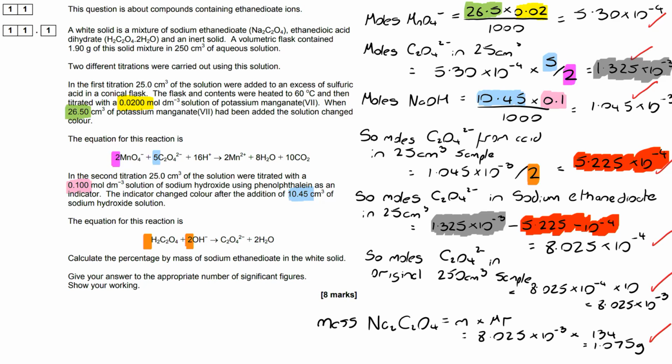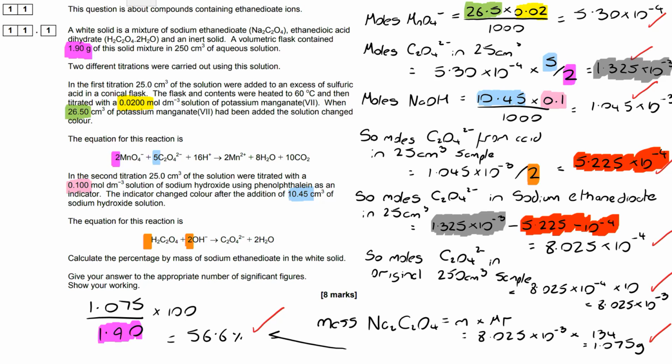Once I've got that number of moles, I can work out the Mr of Na2C2O4, and from there I can work out the mass, which is 1.075 grams. Once I've got that mass, I can compare that to the fact I had 1.9 grams of the solid mixture. So my percentage by mass of sodium ethanedioate in that white solid is 1.075 divided by that 1.9 and multiplied by 100, giving us the 56.6%.